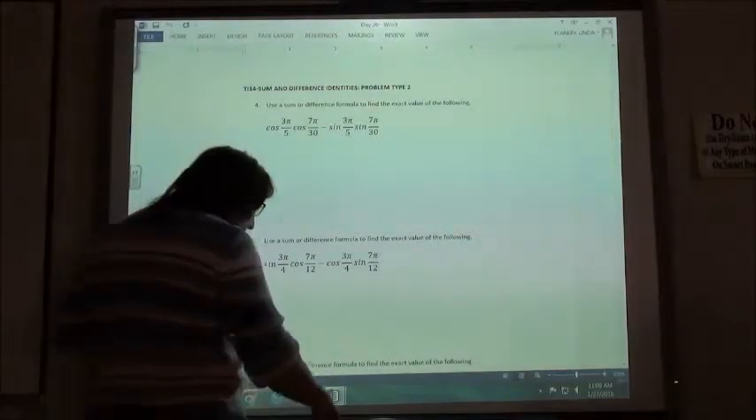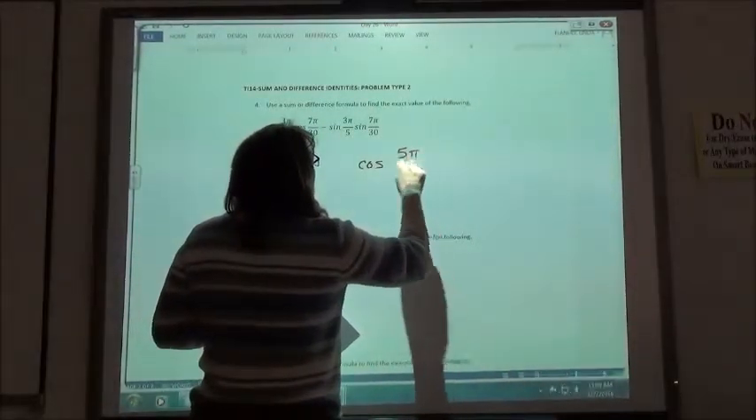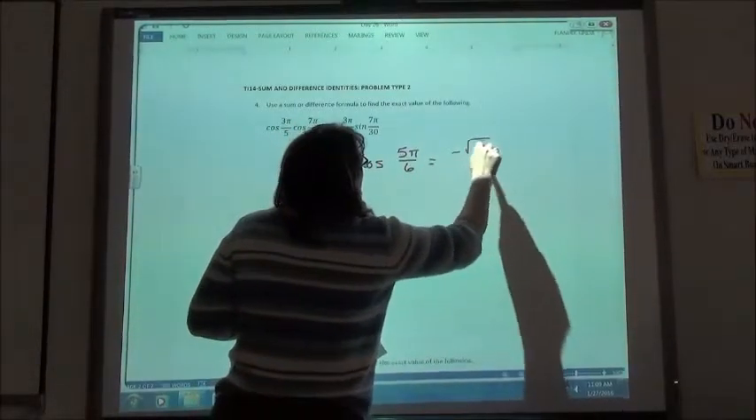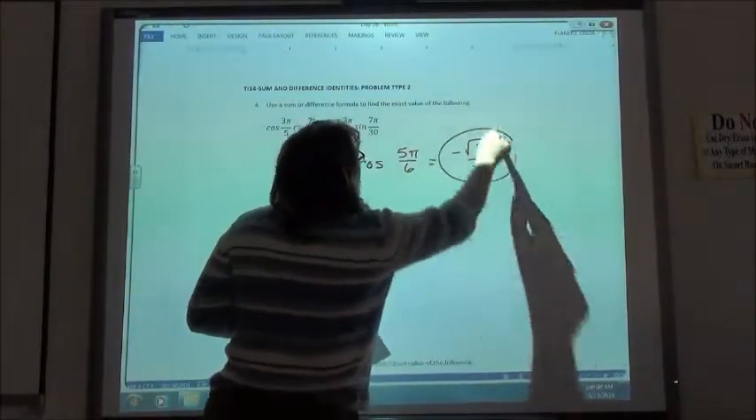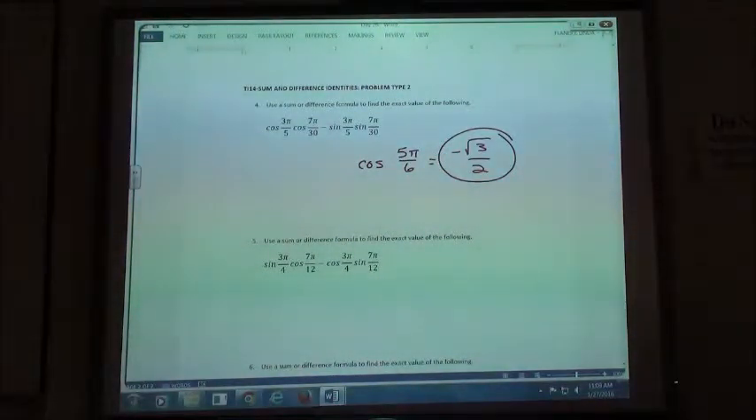And it probably erased everything, which it did. Cosine of 5 pi over 6 is negative square root of 3 over 2, and so that's going to be your answer. And so again, I won't jump back and forth because when I do that it wants to erase my board, but keep those papers handy.